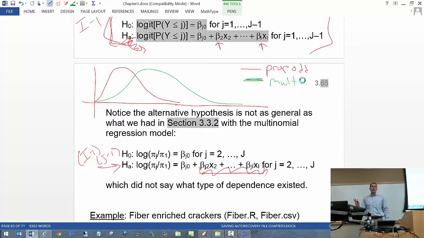Now, in both cases, we're looking for large values of negative 2 log lambda in order to reject H0. In which case do you need a larger value, the multinomial regression model? With the proportional odds model, you could potentially reject the null hypothesis with a smaller negative 2 log lambda than you could with the multinomial regression model. So that's more of a mathematical reason why this has more power. And we'll see that in an actual example next.